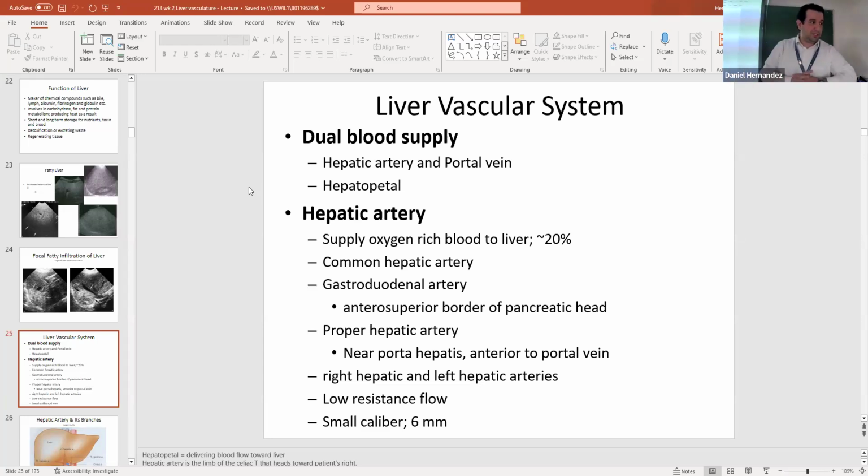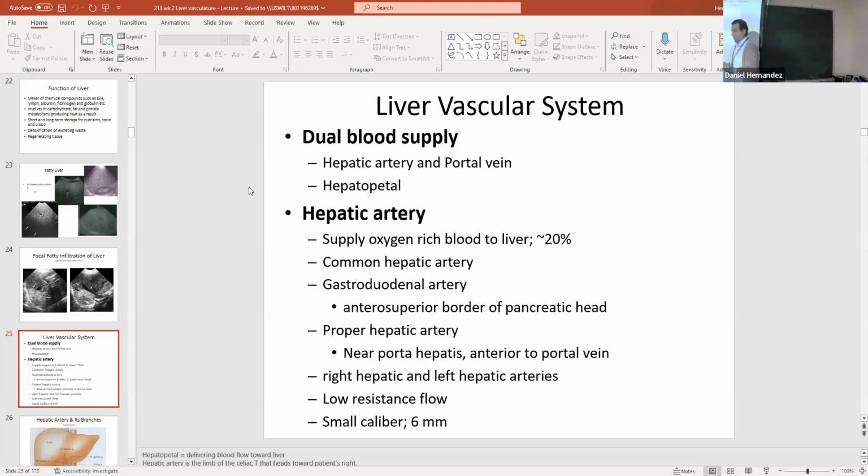With that dual blood supply, the hepatic artery supplies about 20% of the blood flow going towards the liver. The remaining 80% comes from the portal vein. The hepatic artery brings oxygen-rich blood to the liver. With the hepatic artery, we have the common hepatic artery, that main branch off of the celiac axis. The common hepatic then branches into the gastroduodenal artery and then the proper hepatic artery.